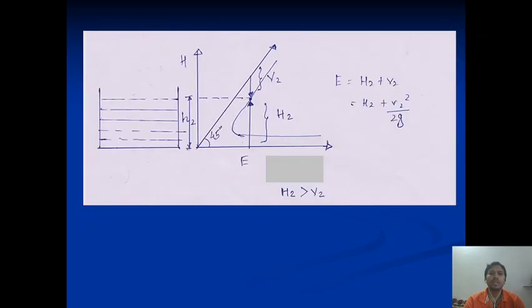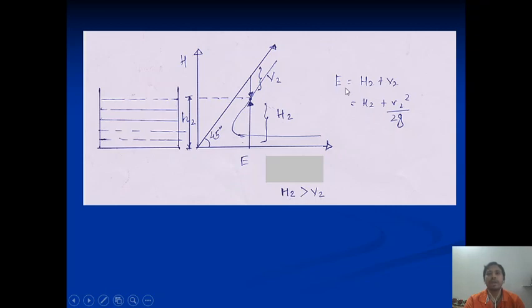Now let me assume the second case, where we observe the maximum depth of water in the channel, denoted by H2. That point I will locate on the specific energy curve at H2. Now you see that the depth is greater but the velocity is less, right? So at this point you can consider that H2 is greater than V2.